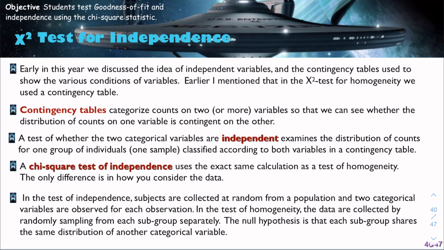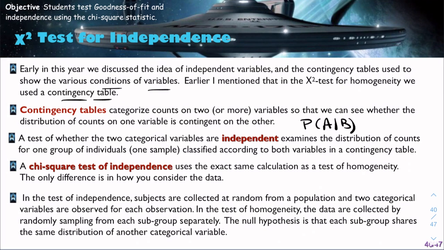variables. So earlier in this year, we discussed the idea of independent variables and the contingency tables used to show the various conditions of the variable. Earlier, I mentioned that in a chi-squared test for homogeneity, we used a contingency table. We've seen those before. As a refresher, contingency tables categorize counts on two or more variables so that we can see whether the distribution of counts on one variable is contingent on the other. Think probability of A given B.